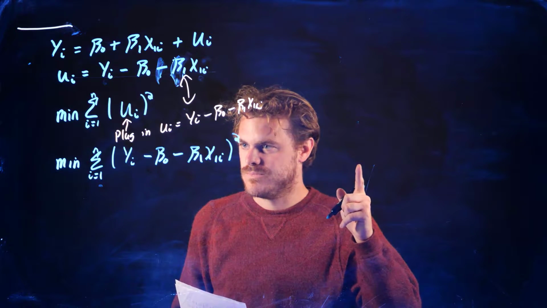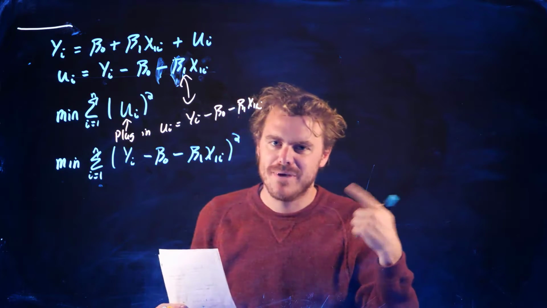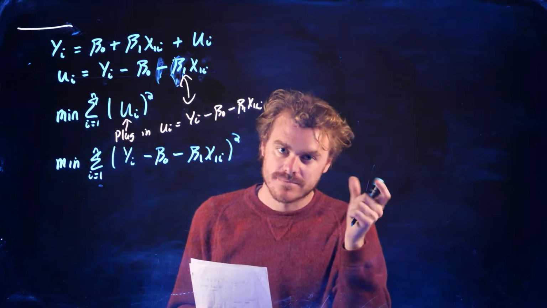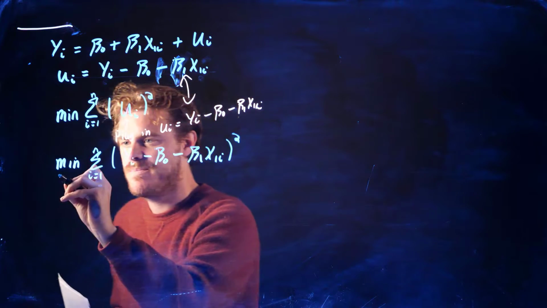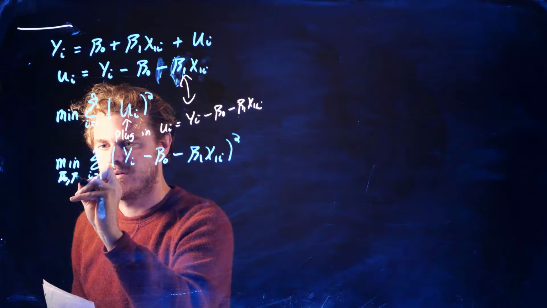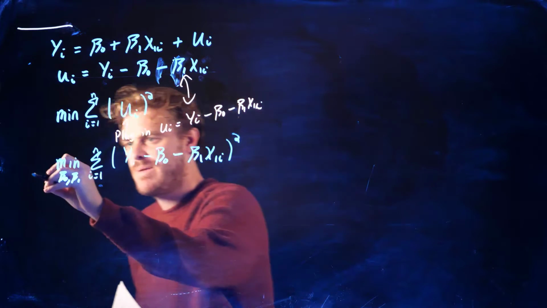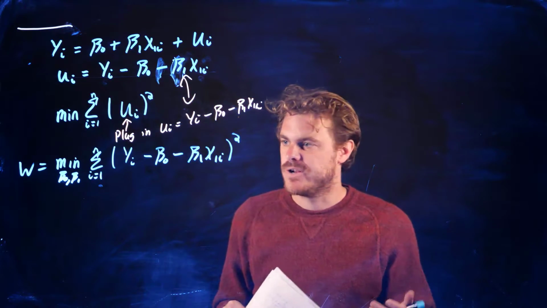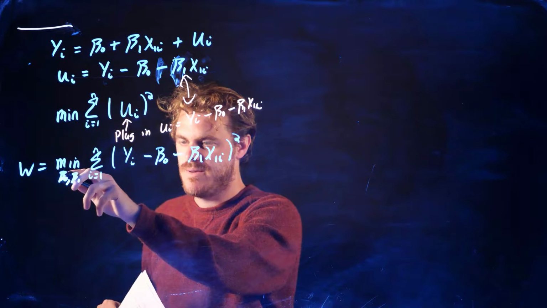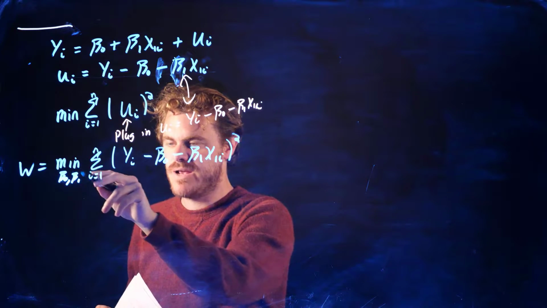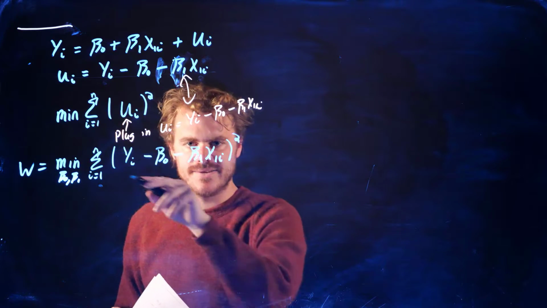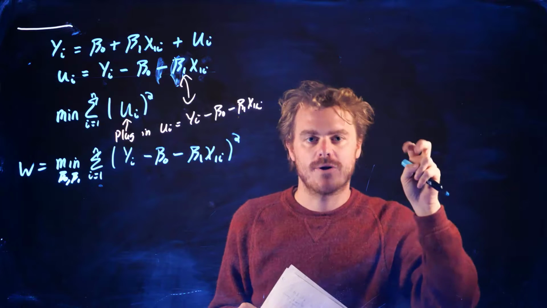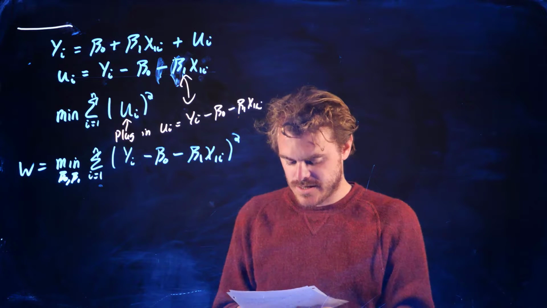Now, we're minimizing, but we have to minimize over something. Well, what do we get to pick? We get to pick what our estimators are, right? We get to pick beta 0 and beta 1. So maybe this is our estimator here, and it's whatever beta 0 and beta 1 we get that minimize this squared difference between our observed values and what our guess or our estimate is.